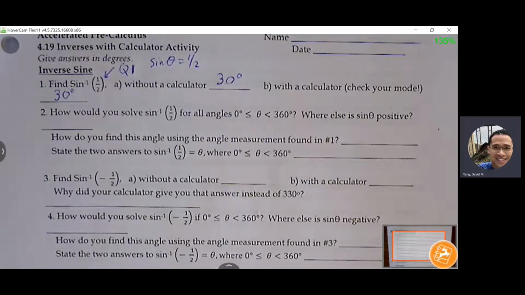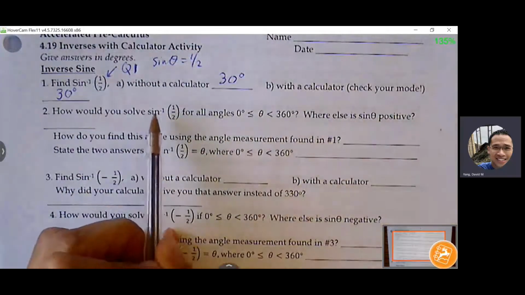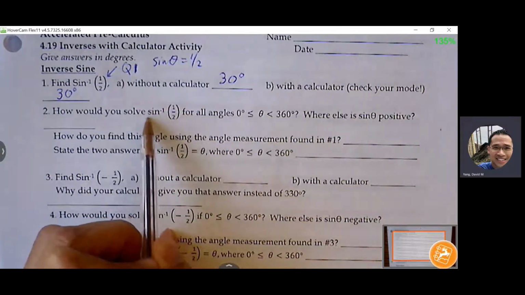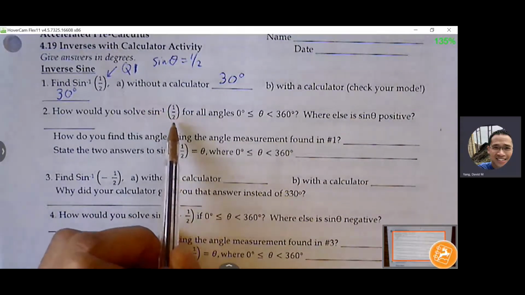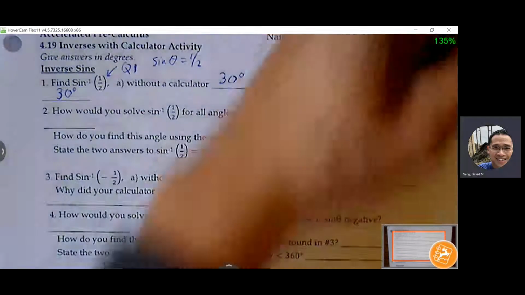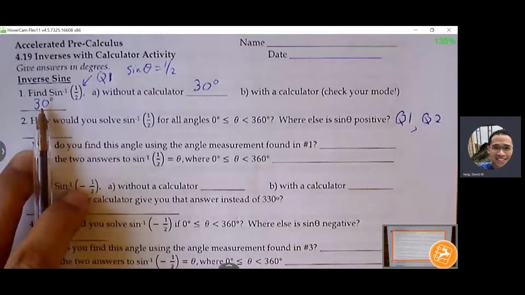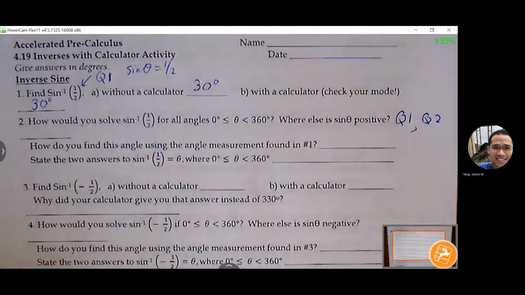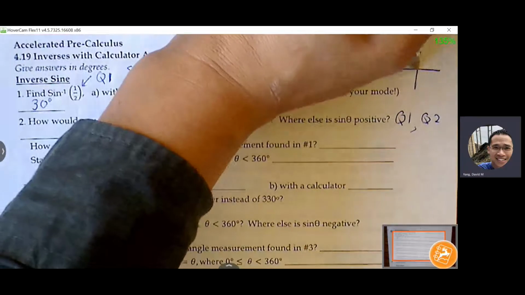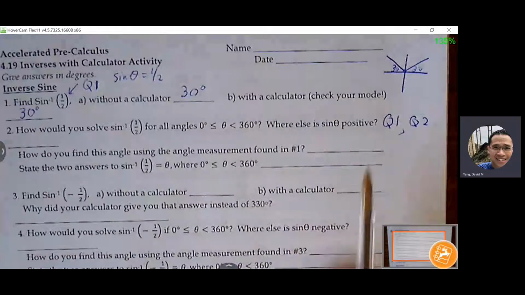Okay, so number 2, how would you solve inverse sine of 1/2 for all the angles between 0 and 360? So notice that this is no longer uppercase. So now we want to find all the quadrants where sine is equal to 1/2. So where else is sine positive? Yep, quadrant 1 and quadrant 2. You know it's going to be a 30-degree angle as reference angle. So you can figure that out, right? 30 degrees here. If I want 30 degrees in the second quadrant, I got to subtract from 180.